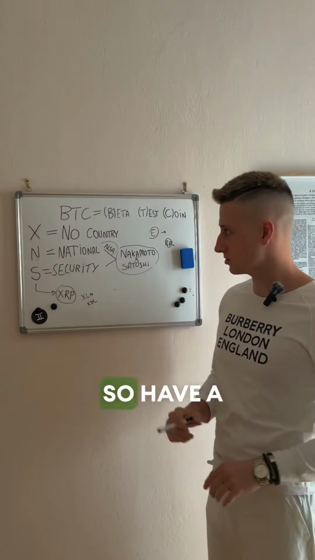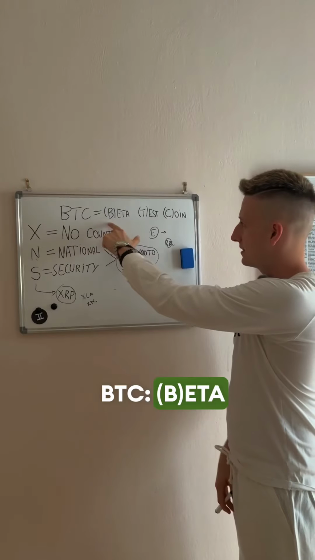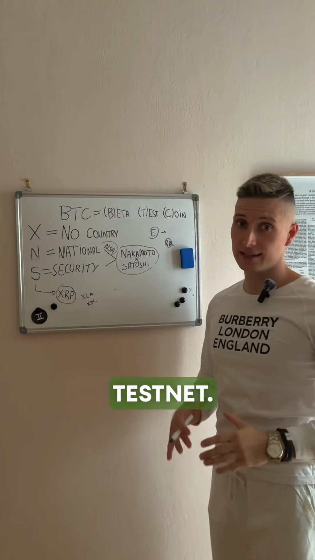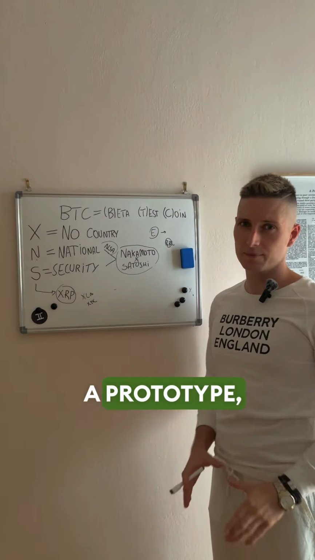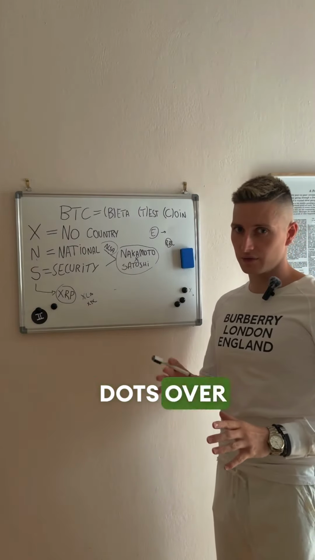So that's pretty simple. So have a look over here. Bitcoin stands for BTC, Beta Test Coin. That's right, it's a test net. It was designed as a prototype, but the original product actually came out later on. We need to connect the dots over here with XRP.